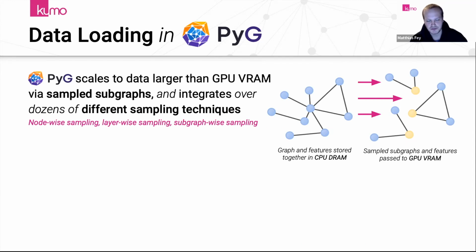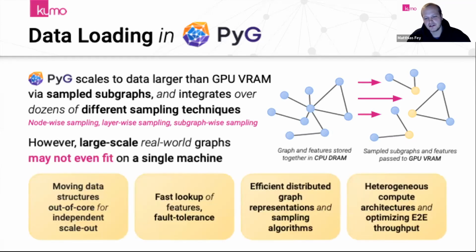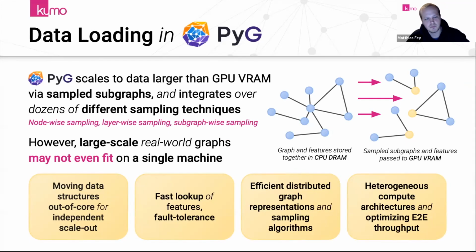I'm happy to see that PyG provides dozens of different sampling techniques, each with their own advantages and disadvantages, such as node-wise sampling, layer-wise sampling, subgraph-wise sampling, and so on. But there is a real challenge to overcome if we think about large-scale real-world graphs that may not even fit into a single machine. That basically means that you need to extend PyG to support these scenarios.